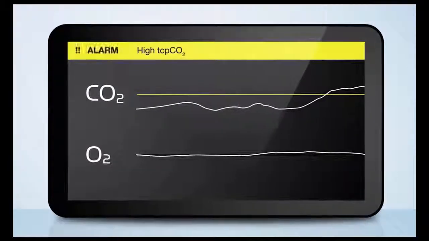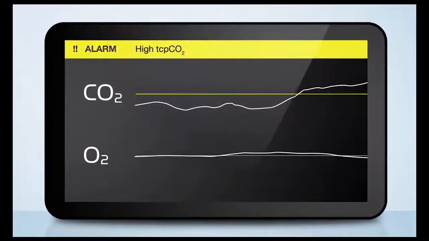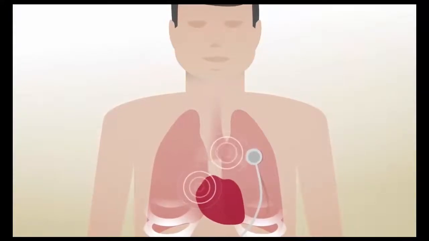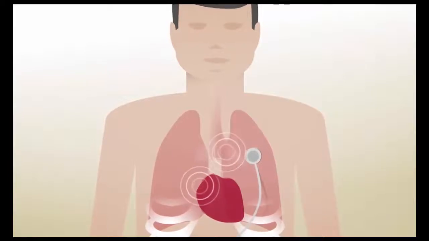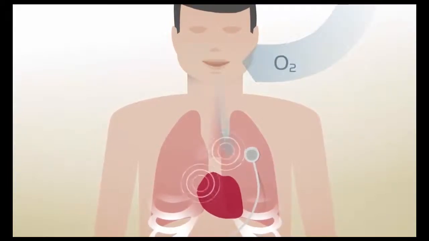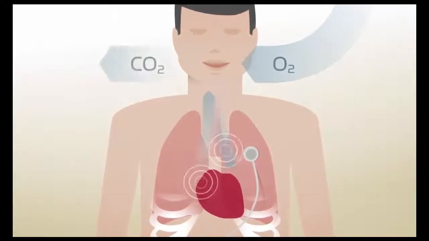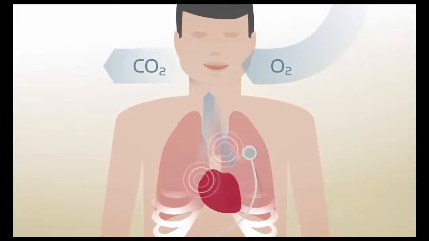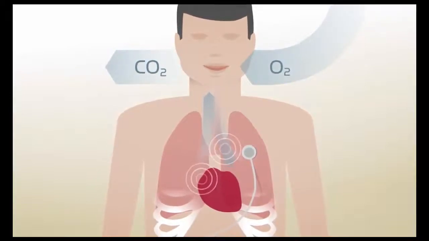If the levels of oxygen and carbon dioxide in the body are out of balance, this could indicate that one or more of the body's vital functions are altered and that the patient's condition could worsen rapidly. Continuous monitoring allows for a fast response to changes in patient status and for timely intervention to ensure the best possible patient care.